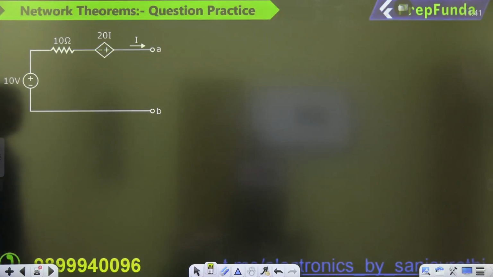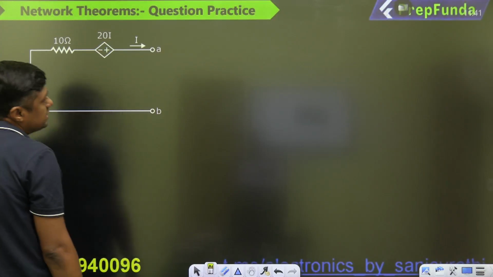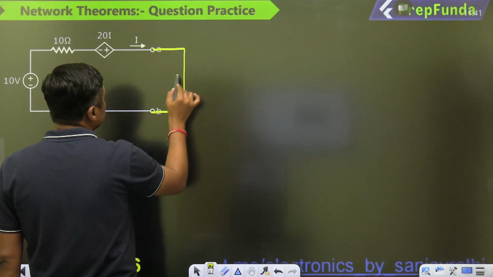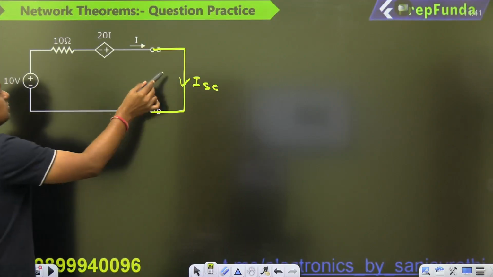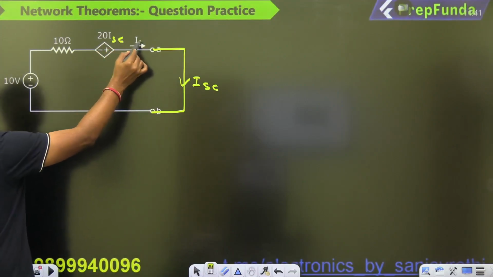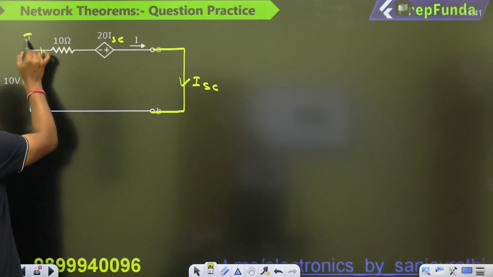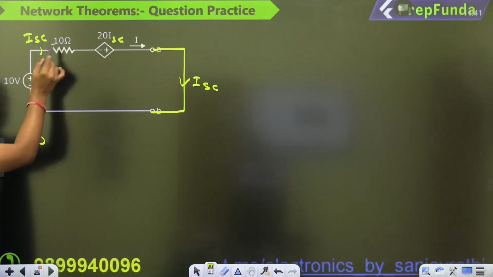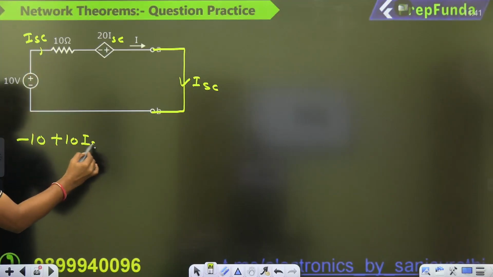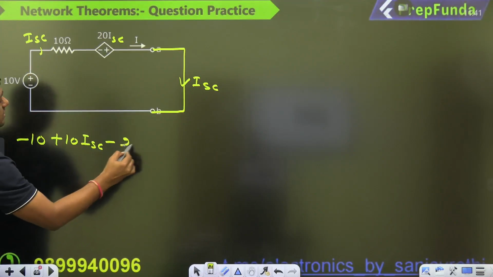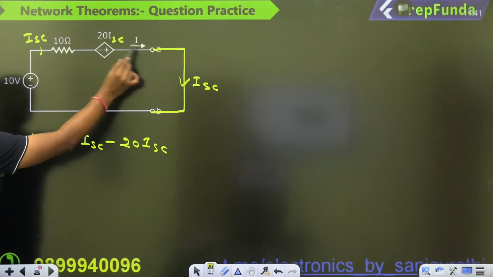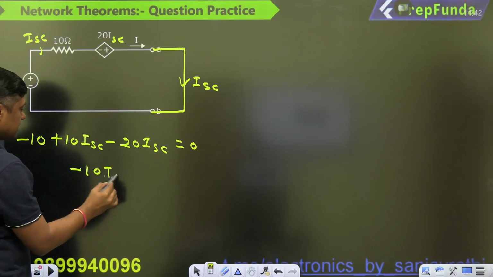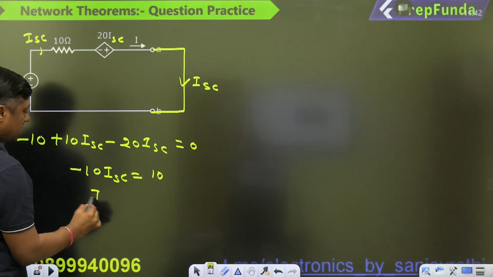Then if you want to find the RTH, remember you can directly make it short circuit. I is nothing but ISC, so this will also become ISC. This current is ISC. Now directly you can write a KVL. It will become minus 10 plus 10 times of ISC minus 20 times of ISC. Watch it carefully, minus 20 times of ISC, and that will become 0. What is this? Minus 10 times of ISC is equal to 10. What is ISC equal to? Minus 1.